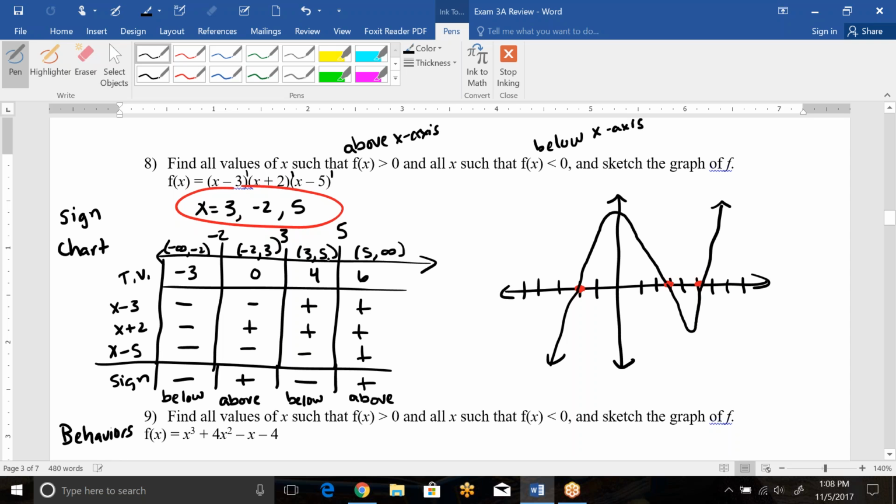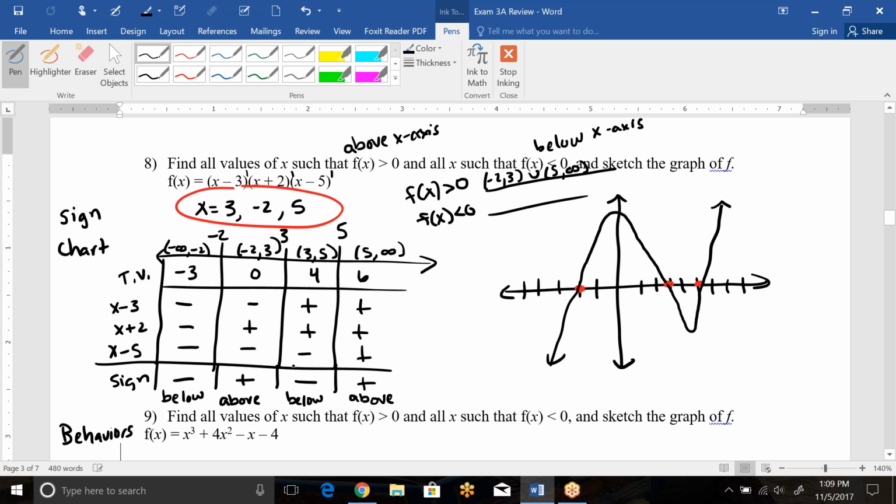Okay, so then for the test, there'll also be a place for you to write when is f of x greater than 0 and when is f of x less than 0. Greater than 0 was when we were above, so that would be -2 to 3 unioned with 5 to infinity.